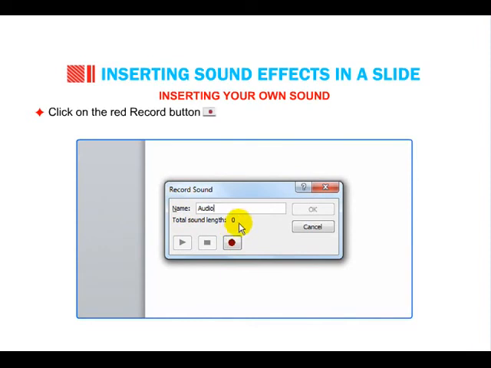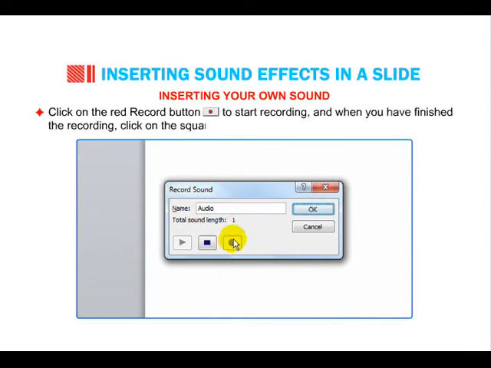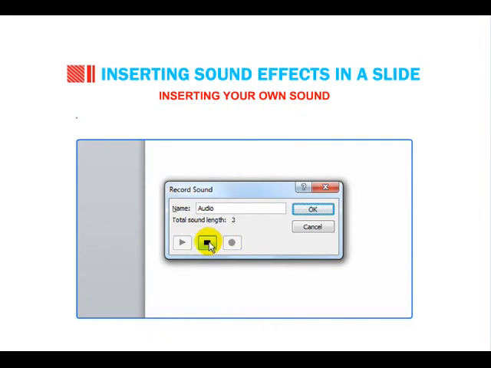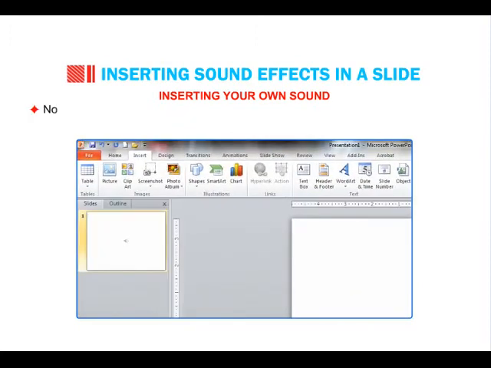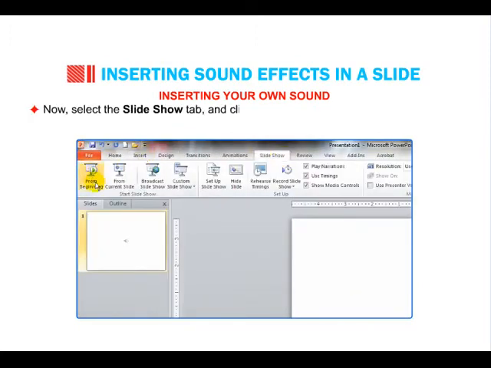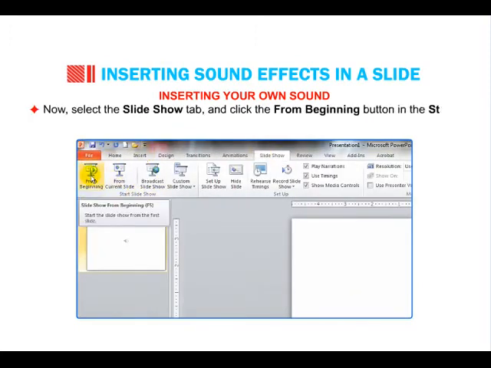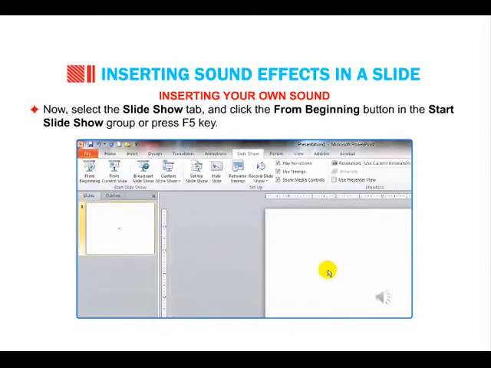Click on the red Record button to start recording, and when you have finished the recording, click on the square Stop button. You can use the Play button to listen to the recorded sound. Click OK. A small speaker icon will appear on the slide. Now select the Slideshow tab and click the From Beginning button in the Start Slideshow group or press the F5 key.